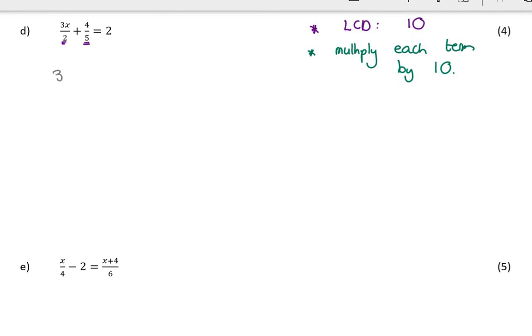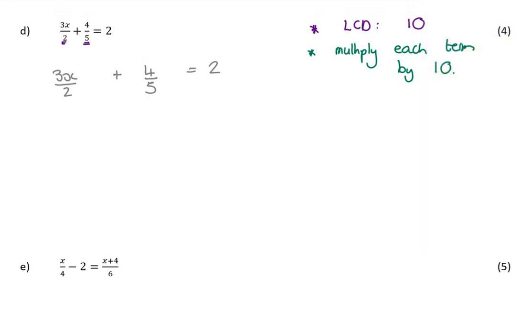So if I do that, this is 3x over 2 plus 4 over 5 equals 2. The only mistake people generally make here is they forget to multiply every single term by 10. So if I multiply that by 10, and that by 10, I also have to multiply the 2 by 10, which is what most people forget. Now 2 goes into itself once, and 2 goes into 10 5 times.